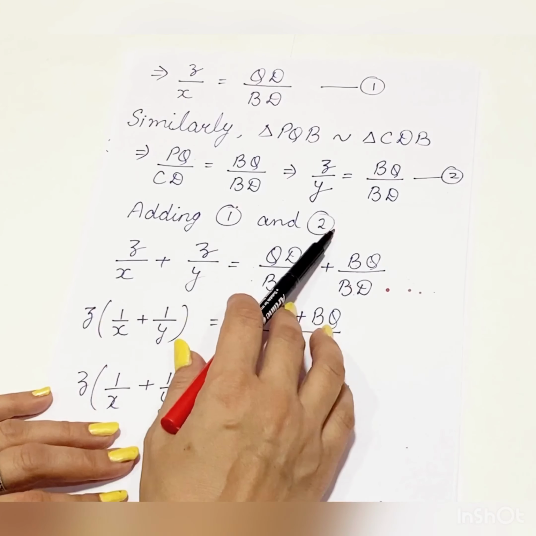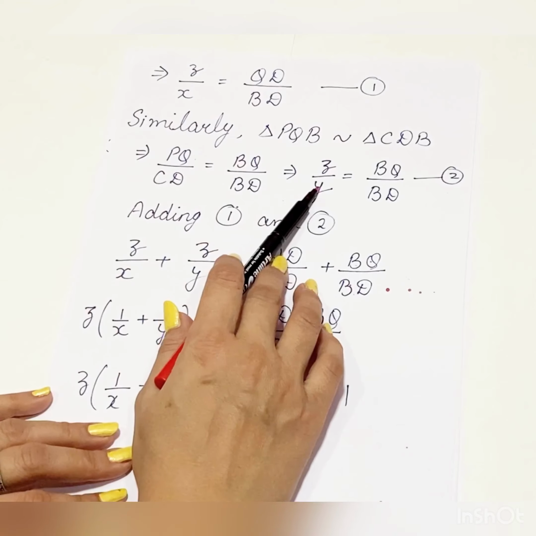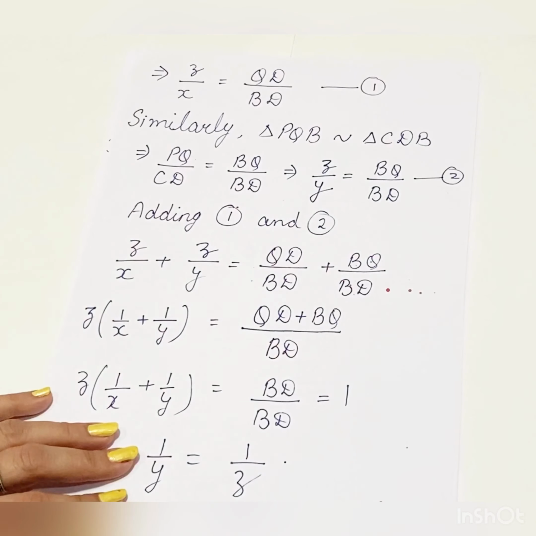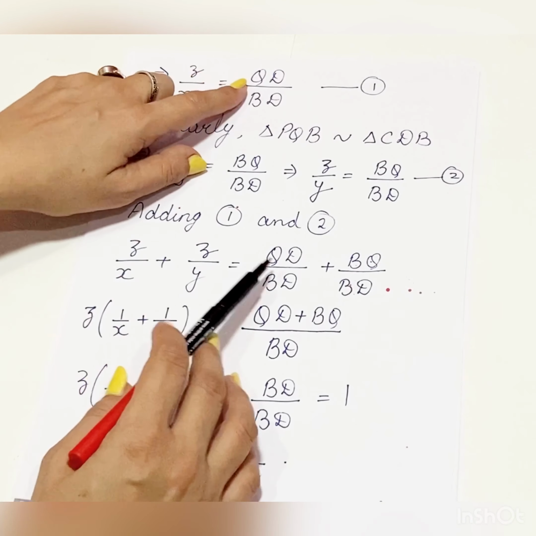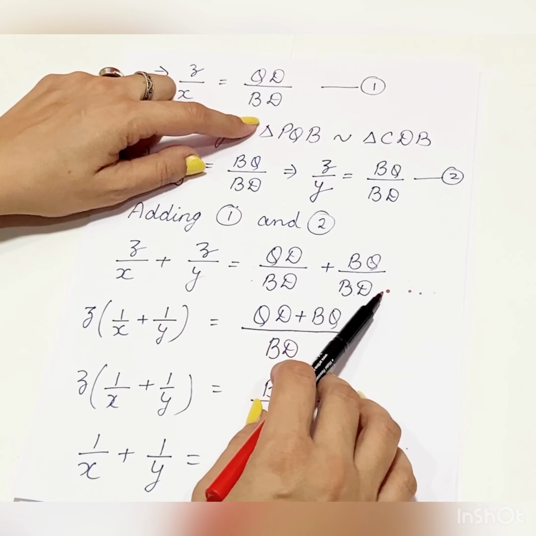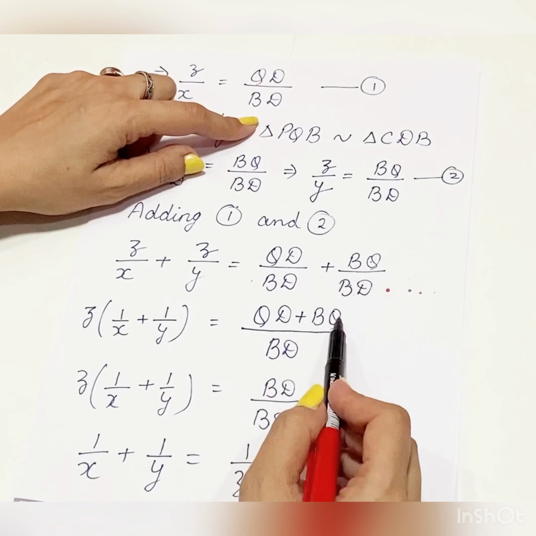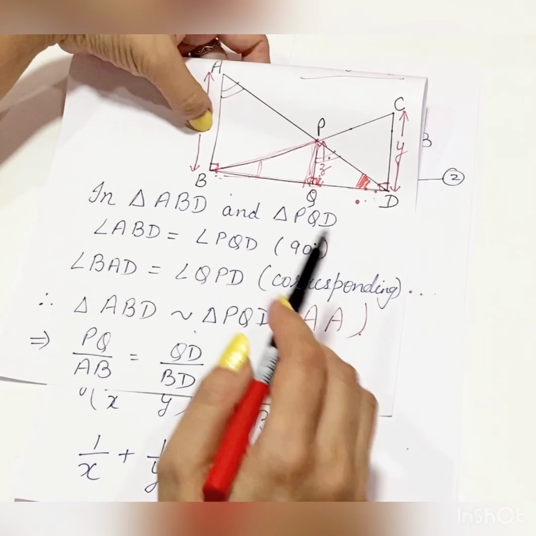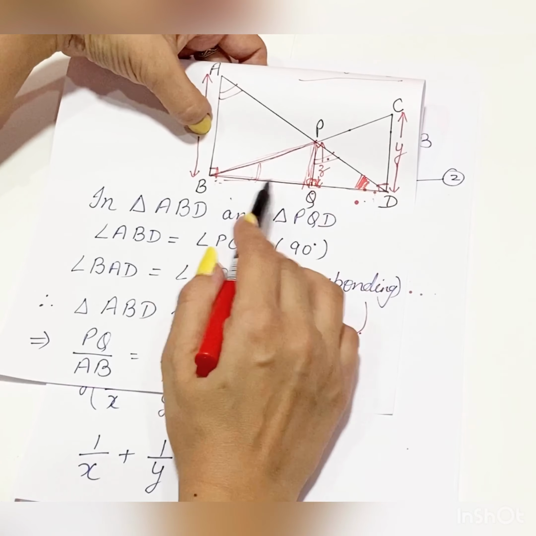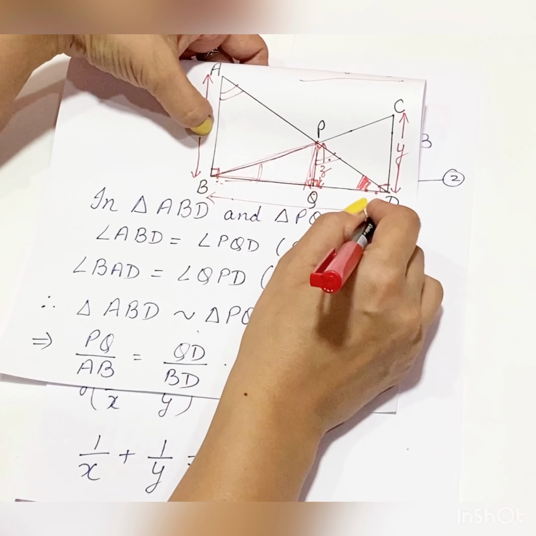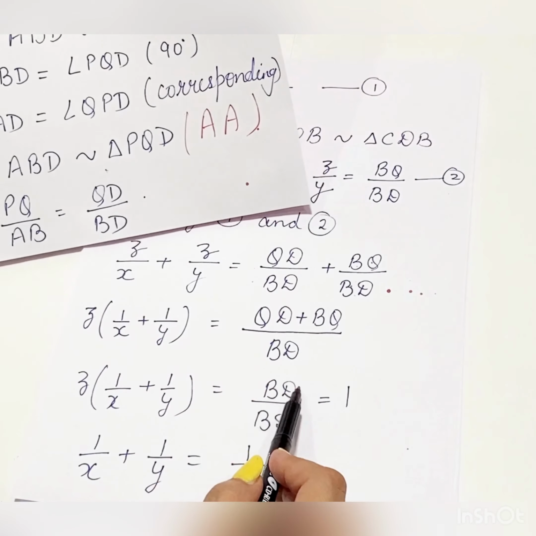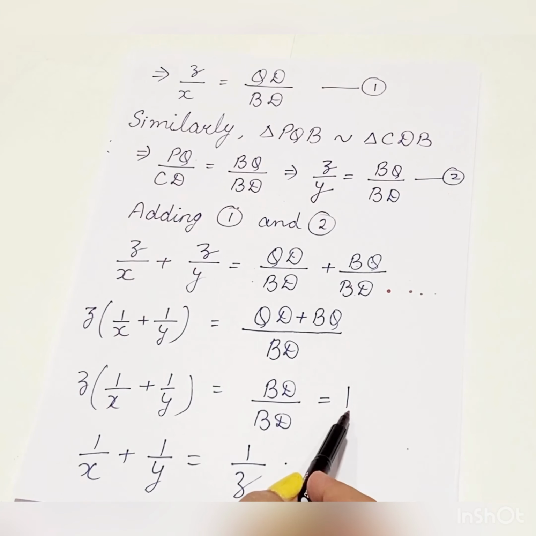Now we are adding first and second. Left hand side added to left hand side, right hand side will be added to right hand side. So this is Z upon X plus Z upon Y is equal to QD upon BD plus BQ upon BD. BD is the LCM, and this is QD plus BQ we are getting. Now see what is QD. This is QD and this is BQ. This complete gives you what? BD. So it is BD upon BD, which is equal to 1.